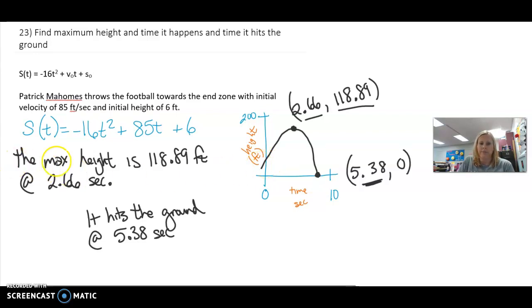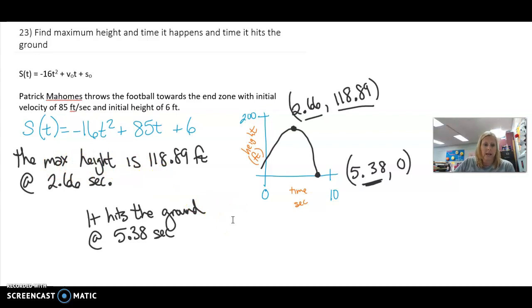Then I went and found the max height. Remember that you do that in second trace, and then the maximum is number 4 there. And I found the maximum height to give me this ordered pair. On your test, you will have to interpret that. What does that mean? Okay, the 2.66 is your x, that's the time. The 118 is your height. So I'd write a sentence, and this is what I'm going to look for in your test. The max height is 118.89 feet at 2.66 seconds.